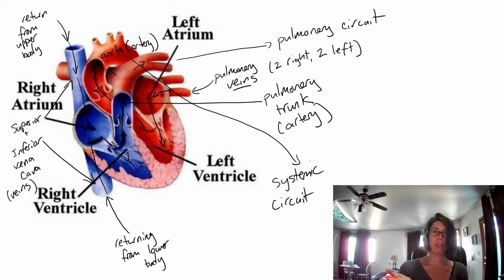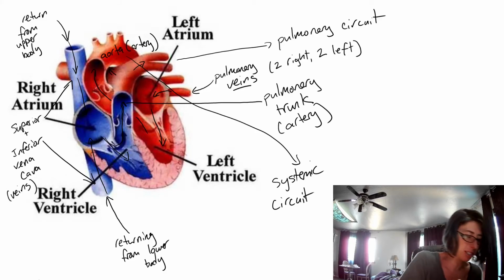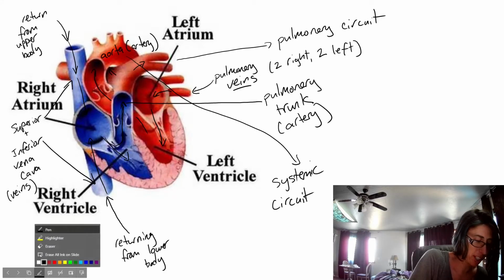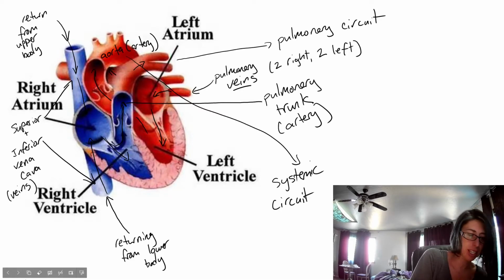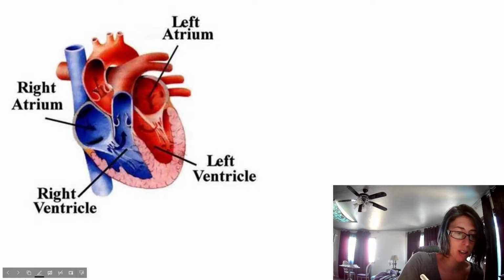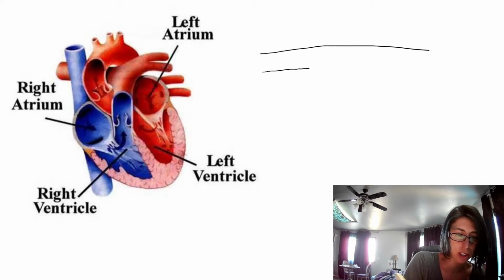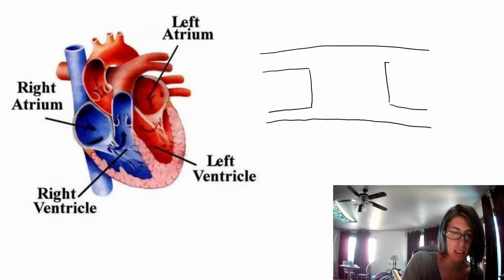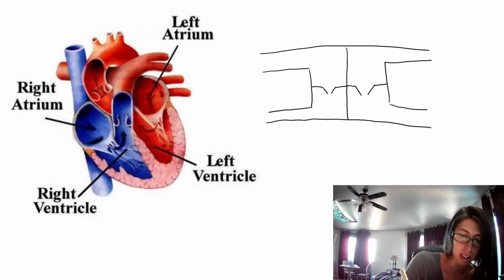There's this thing called a box heart that you can draw if you're not an artist like me. I am not an artist. So let me erase all this. It makes it kind of easier to see. So a box heart is kind of like this. There's valves here, which we'll talk about in just a minute.